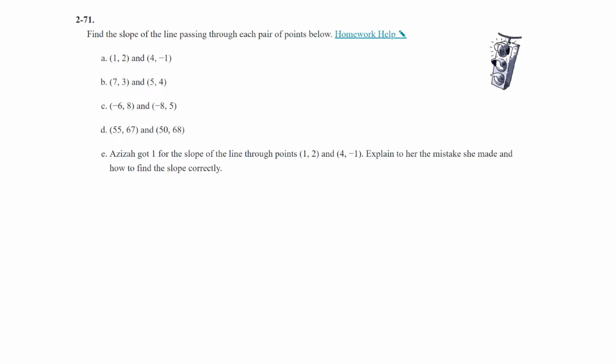Question 71, find the slope of the line passing through each pair of points below. So on part A, finding the slope, we're looking for delta y over delta x. Once again, remember delta y is the change or the difference in your y values. So your y values are your second coordinates of the ordered pair. 2 minus negative 1, and then your x is 1 minus 4. So on this one we get 3 over negative 3, and make sure you simplify that. So your slope is negative 1.